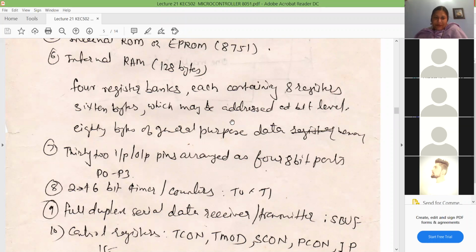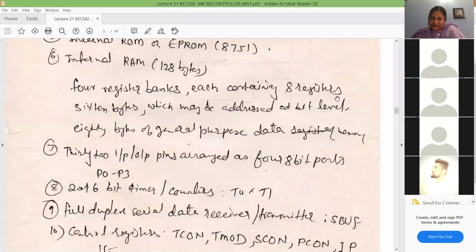Can anybody tell how many bits can be addressed at bit level? Sakshi? Kaushal? Ma'am, I did not understand the question. If you have these 4 banks, and each bank is containing 8 registers, R0 to R7, how many total registers are there? 32.